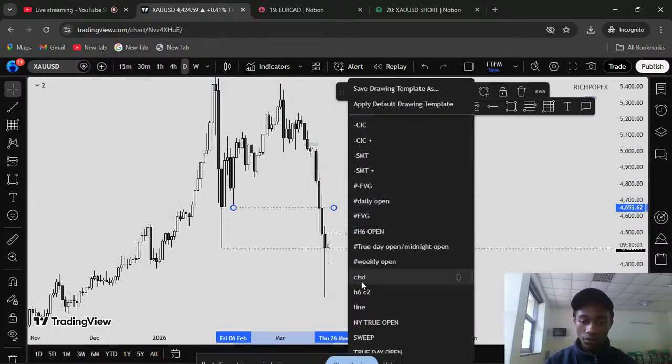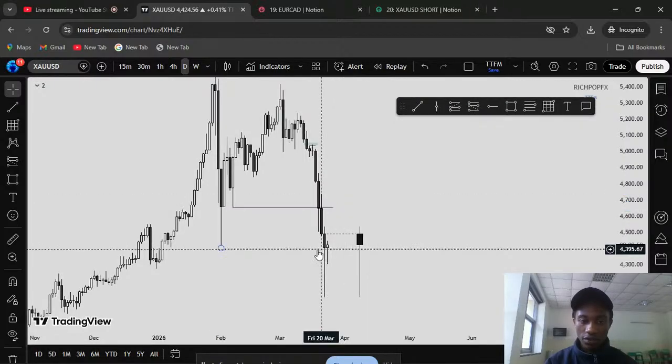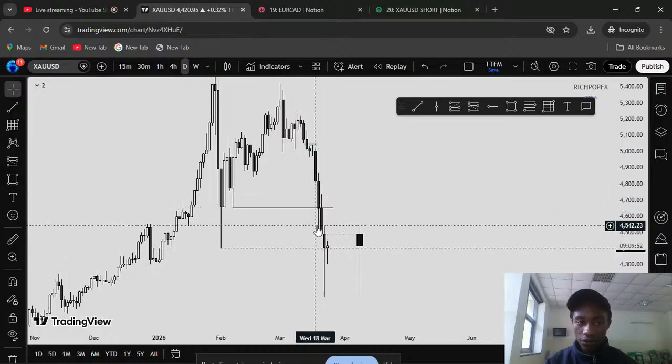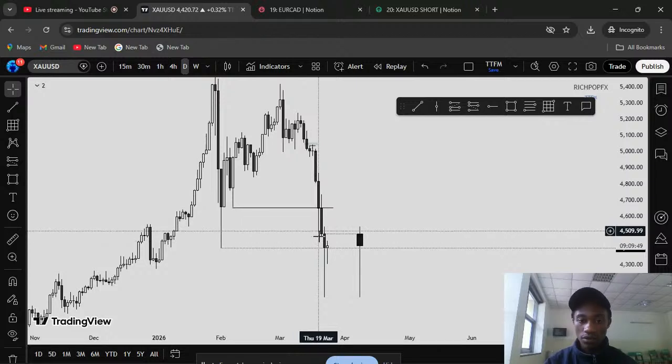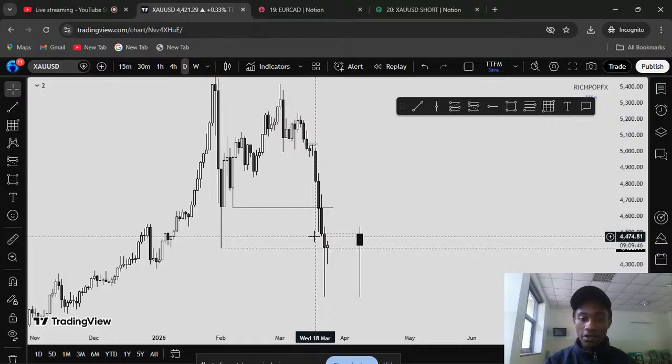Let me show you something. This was Friday, right? We swept this and closed into the range. But look at how we closed. We closed here. This was a reverse candle here. That's a real reverse candle like a C2. We didn't close in the range, but if you look at this candle, look at how it closed.